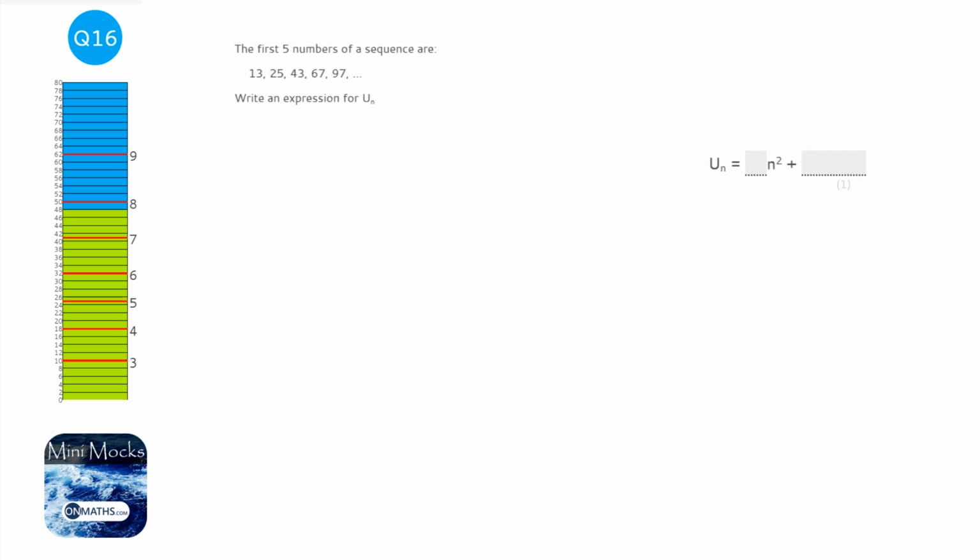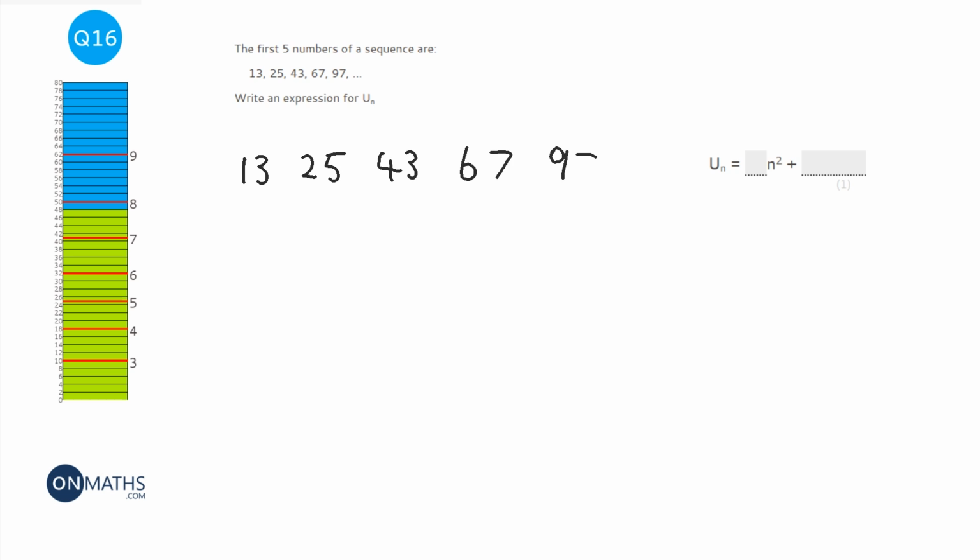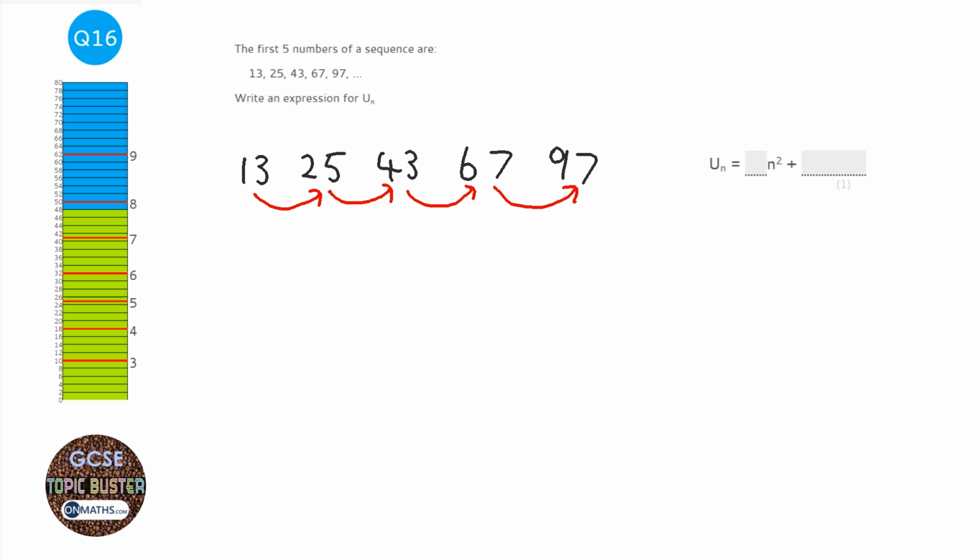First thing I do with this question is just write the numbers out. They're a bit small in the question. Now with all sequences we're interested in what it goes up in. So if you've got a calculator you can just do 25 take away 13. If it's on an uncalculated paper then you can just quickly do it in your head. And I'm going to do this for a few of them. Now you might notice straight away that the next one goes up in 18. Well, let's have a look at the next one. That goes up in 24.